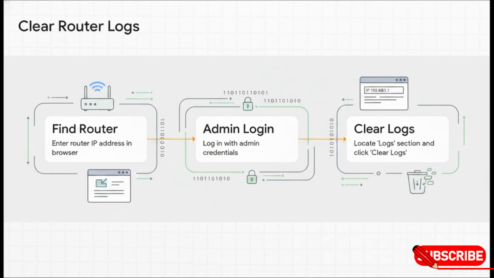Now, what about the Wi-Fi router? Well, if you have admin access to your home network, you can wipe its memory too. Just enter your router's IP address into a web browser, log in with your admin credentials, find the Logs or System Logs section, and hit Clear Logs. This makes sure the network-level record of your traffic is totally wiped clean.